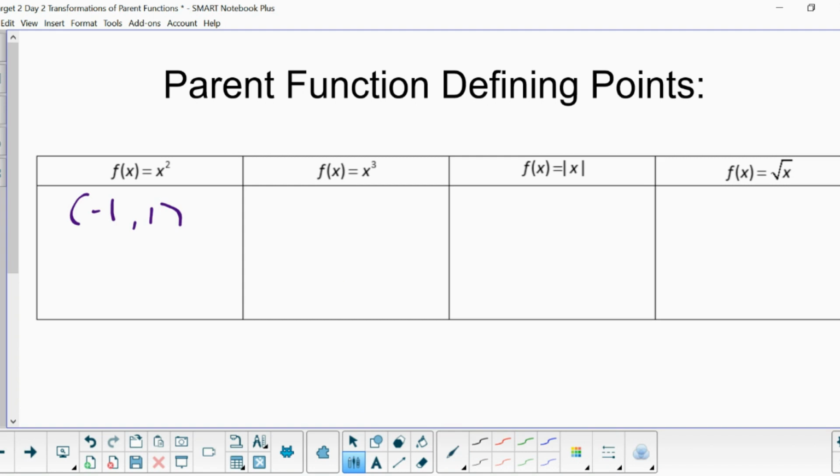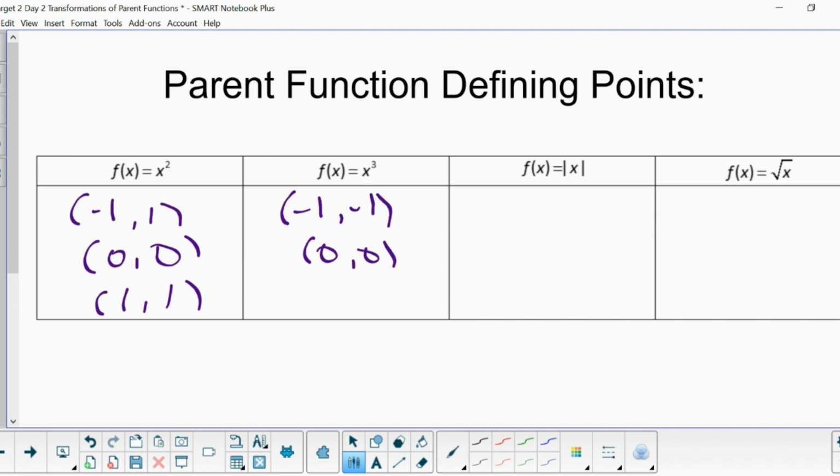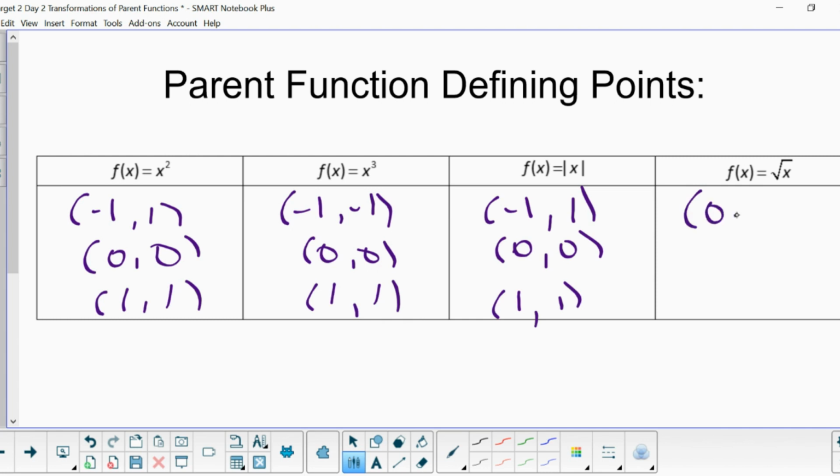So for x squared, you have 3 defining points, which is -1, 1, 0, 0, and 1, 1. X cubed has -1, -1, 0, 0, and 1, 1. Absolute value of x is the same as x squared, so you have -1, 1, 0, 0, and 1, 1. And then finally, your square root of x is a little bit different. It's 0, 0, 1, 1, and 4, 2.